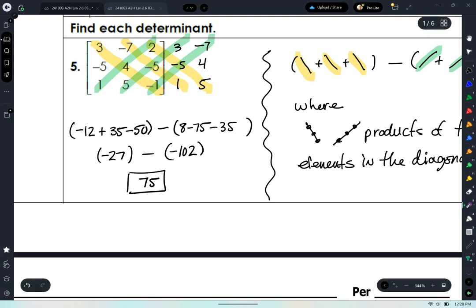So what we're doing, right, is I'm multiplying this first 3 times 4 times -1. That's where this number comes from. And then -7 times -5 times 1. That's where this number comes from. And then 2 times -5 times 5. That's where this number comes from. Right? So it's swipe, swipe, swipe products, and I'm adding those together. And then it's swipe, swipe, swipe products, and I'm adding those together, and then I'm subtracting those values to get my third order determinant. What do you think?